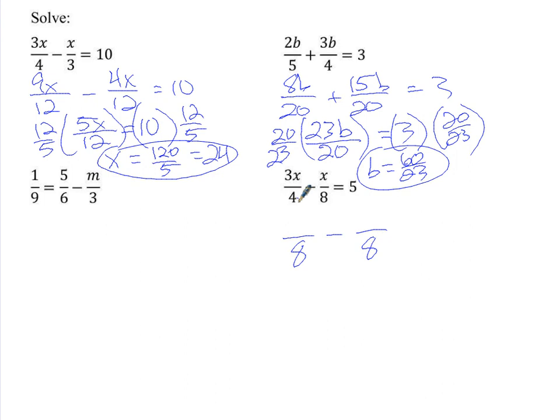What do I need to do to the first term to get that common denominator? Multiply by 2. So the top will become 6x. What do I need to do to the second guy? Nothing. So it stays x equals 5. Way easier numbers than 32, for sure. So what do we get on the left now?